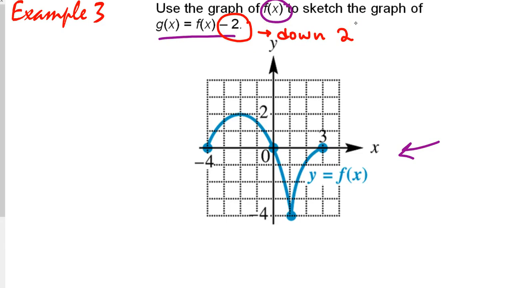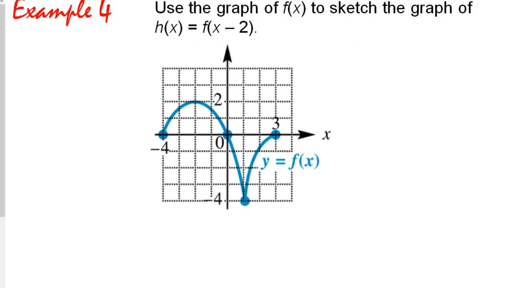So just look at the points on the graph of f of x, find the points that are convenient to shift, and shift them down 2. And then go ahead and connect them, making the same shape as the original.